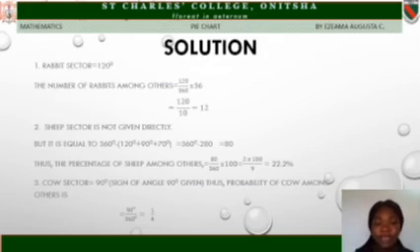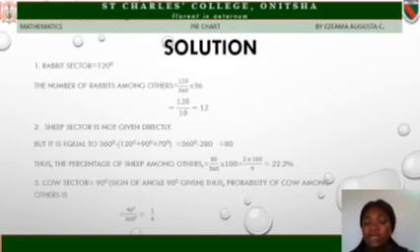Solution. First of all, the rabbit sector is 120 degrees. Now, the number of rabbits among others is 120 over 360. Remember where our 360 comes from, the total angle of a circle. Now, 120 over 360 times 36 gives us 12. That is the number of rabbits. We are having 12 rabbits in the ranch.